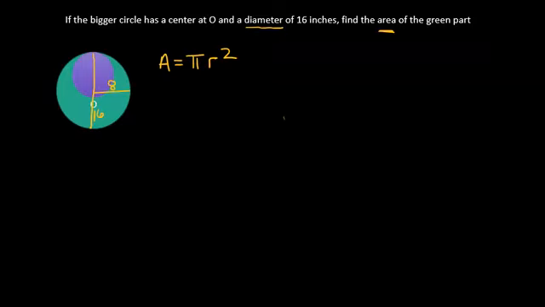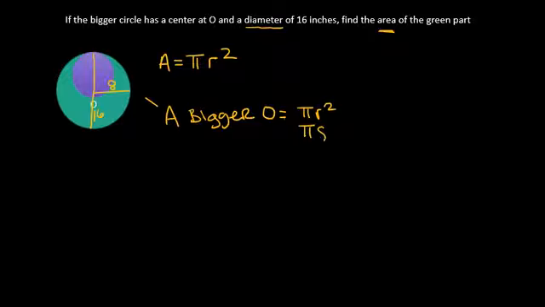So when I'm doing the area of the bigger circle, we're going to use pi r squared. Pi we can leave as is. The radius we're going to replace with 8, because the formula uses the radius, which is half of 16, so 8 squared. If I square the 8, I get 64. So this would equal 64 pi.